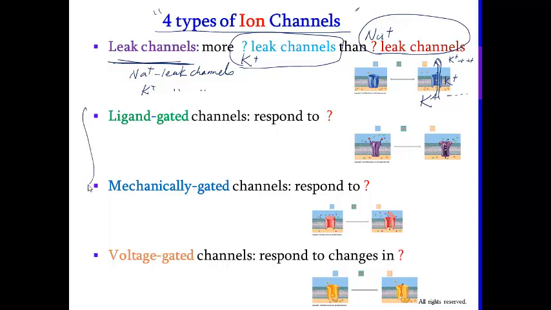Now we also have these 3 other types of channels. They are more gated. Some respond to a ligand, meaning they respond to the binding of a substance we call a ligand. It could be a neurotransmitter, a hormone, or ions.